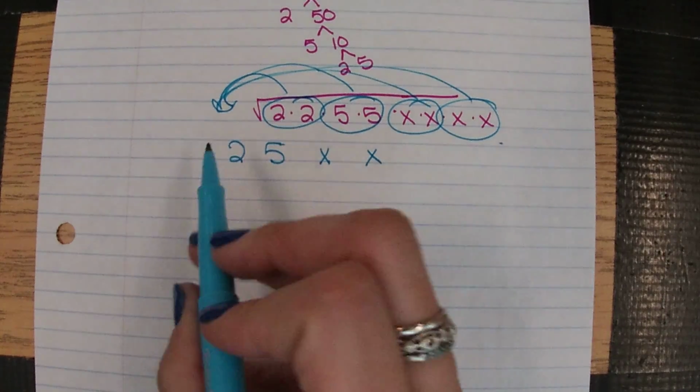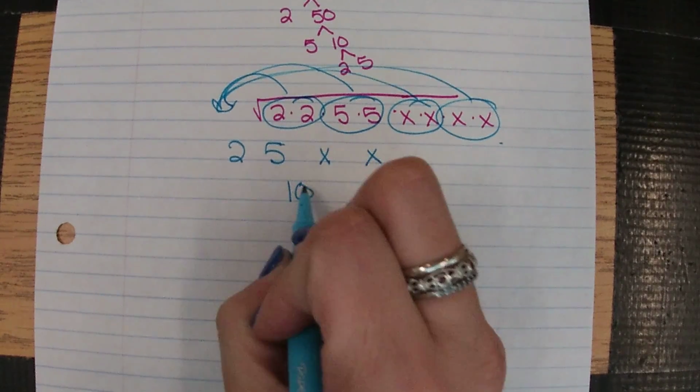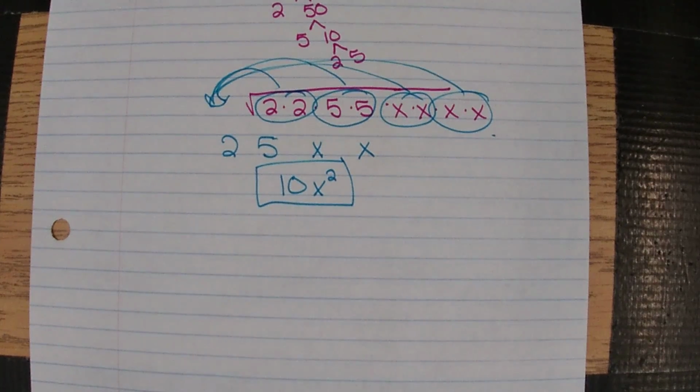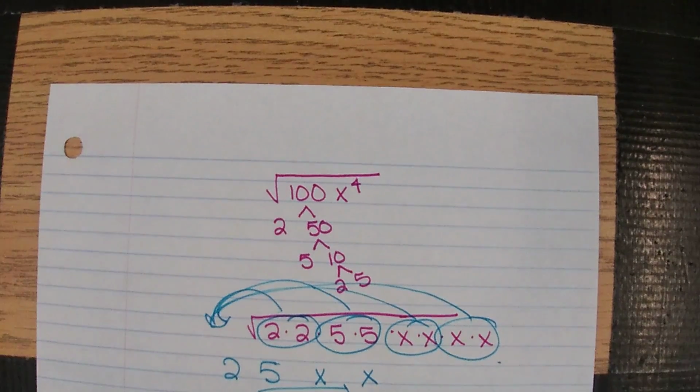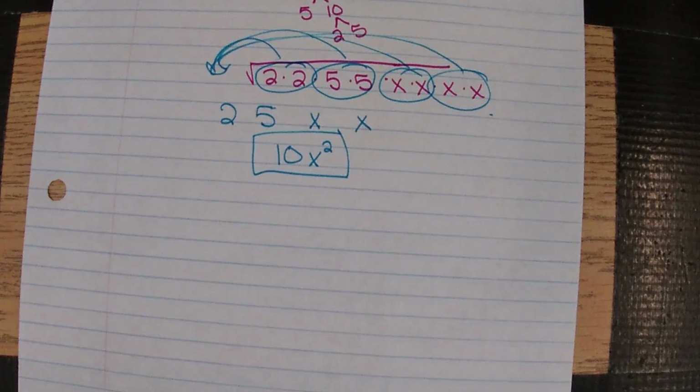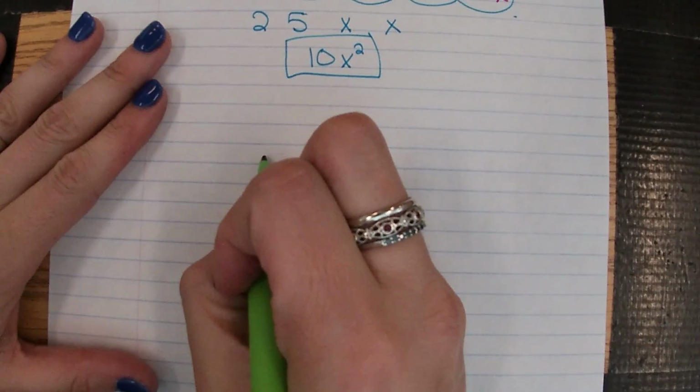Okay, so I'm just going to multiply everything I have left. 2 times 5 is 10. X times x is x squared, and I just get a 10x squared. This was a perfect square. Just like the square root of 25 is just 5, right? We end up with an answer without a square root. Same thing happens here.